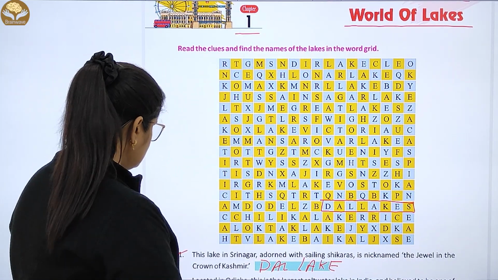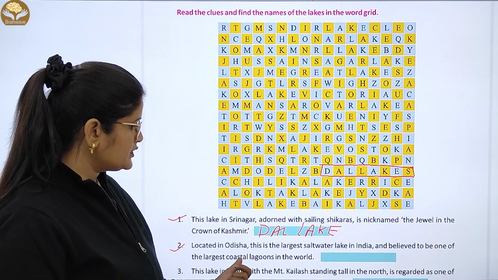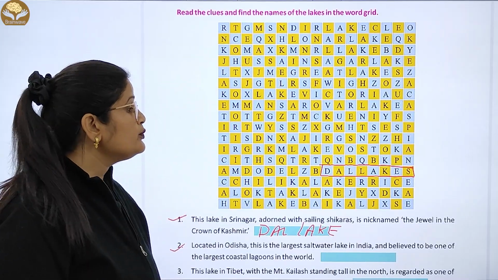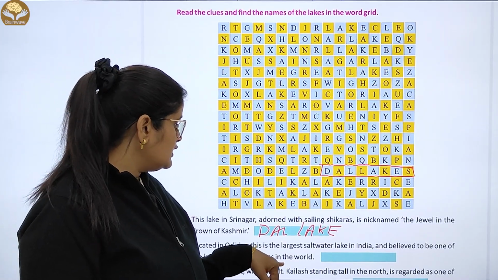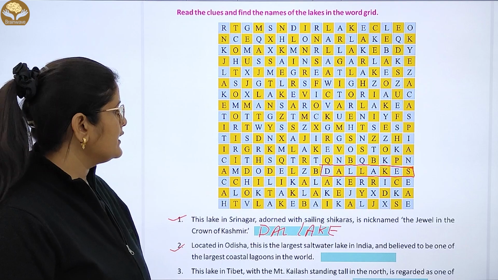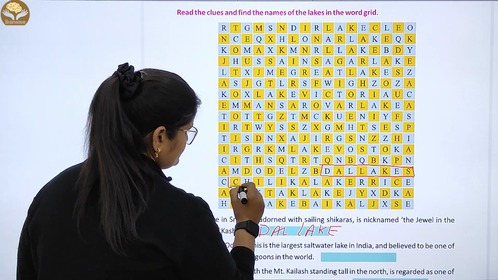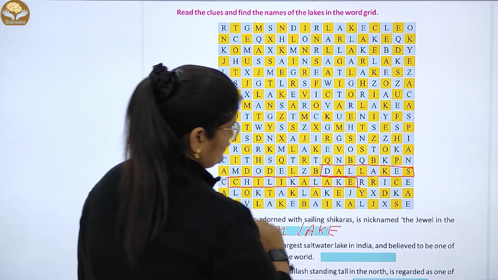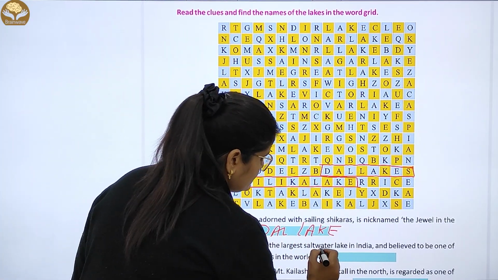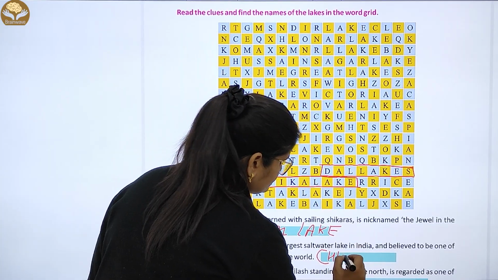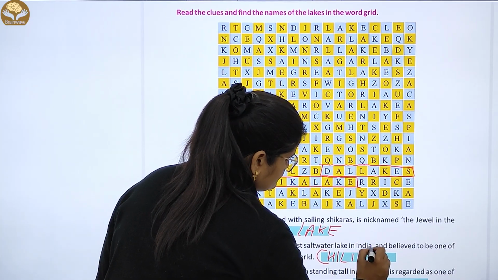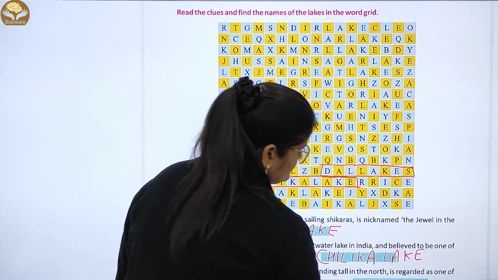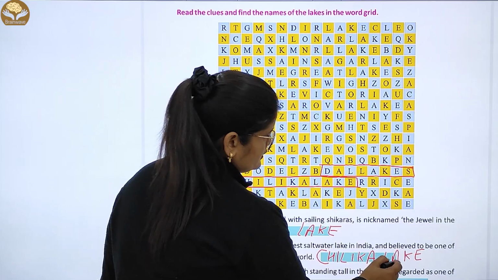Okay. Number 2, located in Odisha. This is the largest saltwater lake in India and believed to be one of the largest coastal lagoons in the world. This is Chilika Lake. Okay, and mention here. Chilika Lake. Okay.